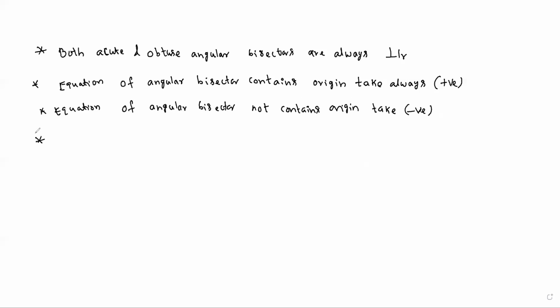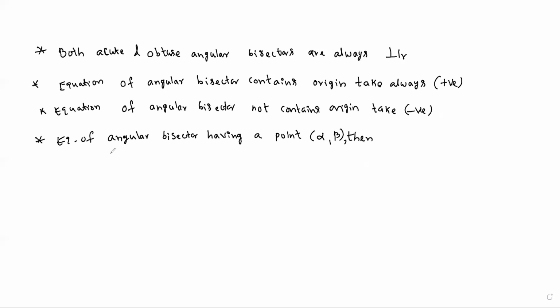Other than the origin, that means, for example, if the point (2, 3) is on the given bisector, then we have to take plus or minus, we don't know. That is the equation of the angular bisector having a point (alpha, beta), then which conditions we can identify.